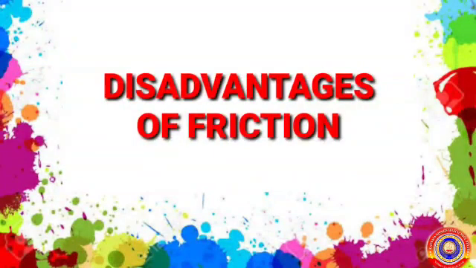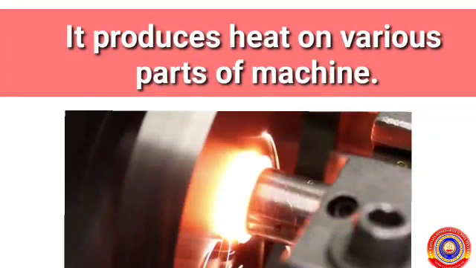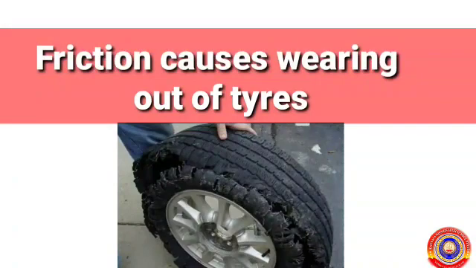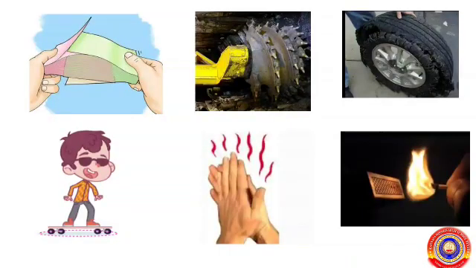Like this, friction also has many disadvantages. First one, friction produces heat in various parts of machines. In this way, some useful energy is wasted as heat energy. Second one, friction causes wear and tear of machines. And the third one, friction causes wearing out of tires. Now you have understood there are many advantages and disadvantages of friction.